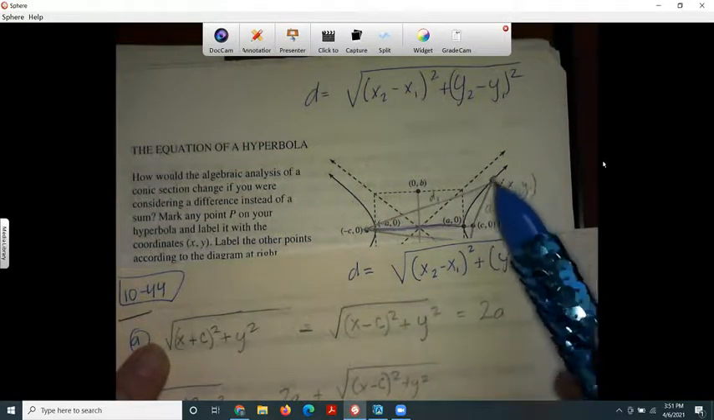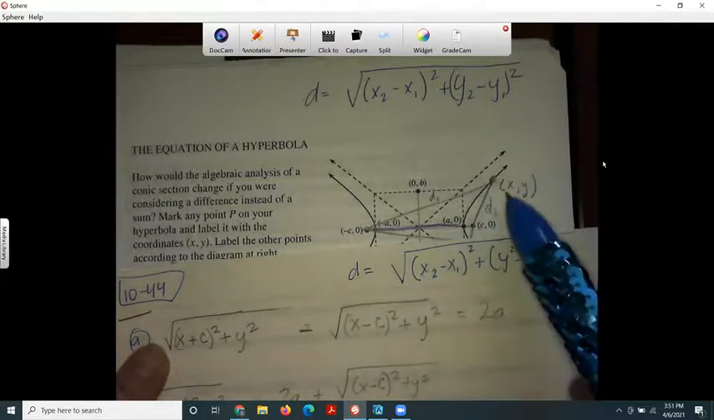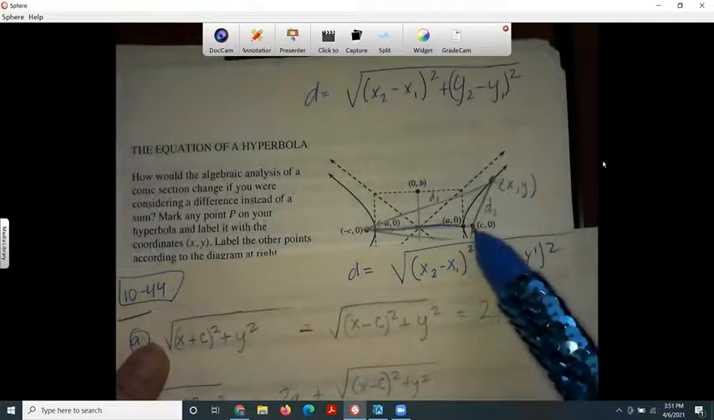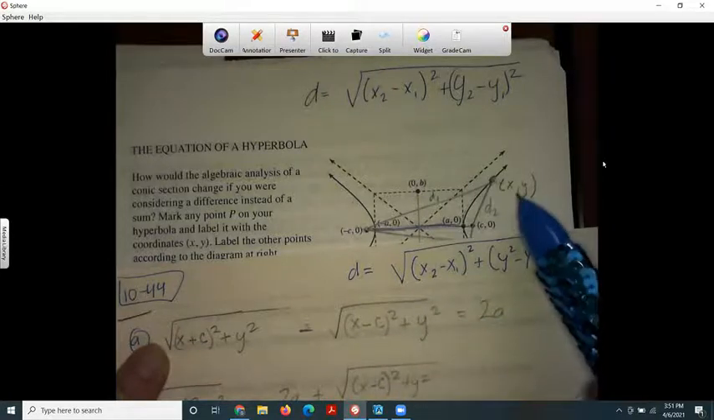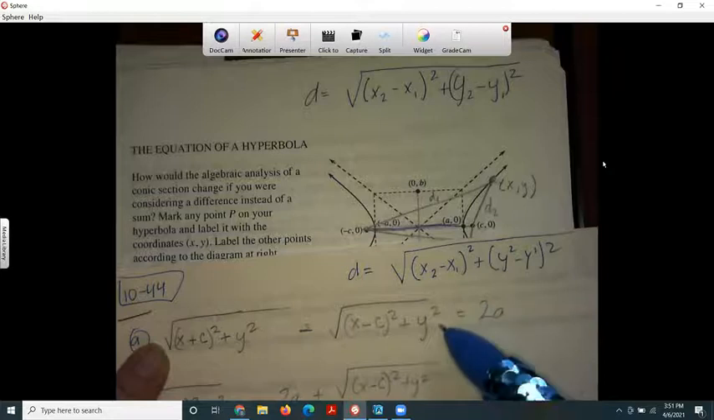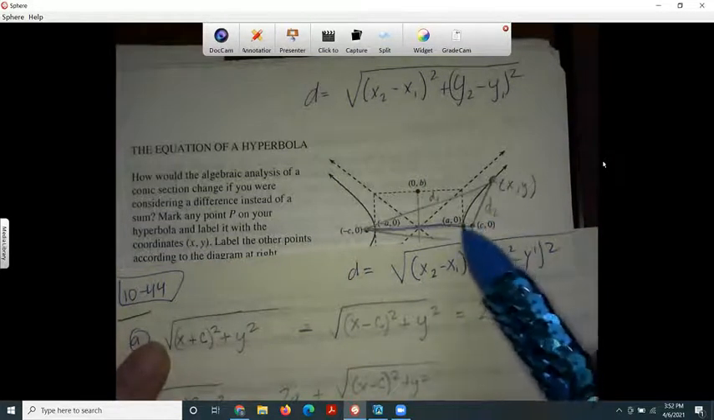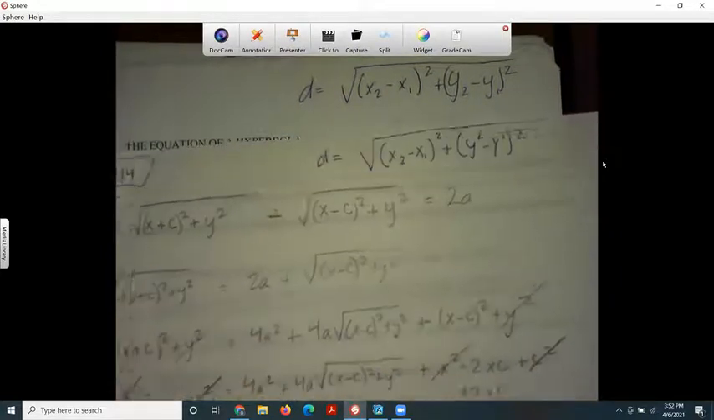The shorter distance is the square root of x2, which is this x, minus x1, which is c, so it's x minus c squared, plus y2 minus y1, which gives me the y squared, and all that's equal to 2a because that's the constant difference. And so then we're just going to do algebra the whole rest of the time.